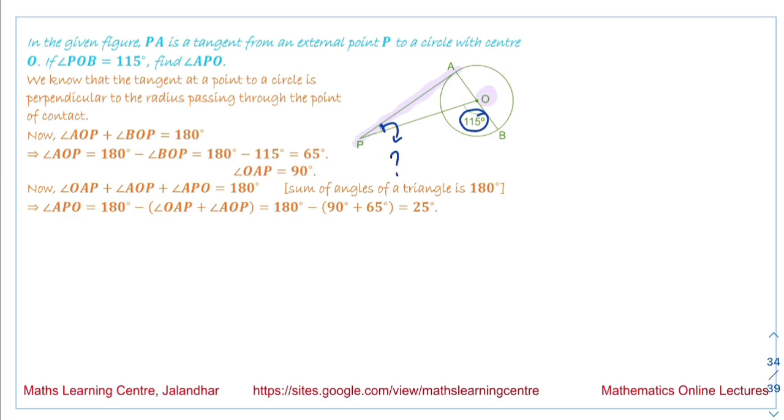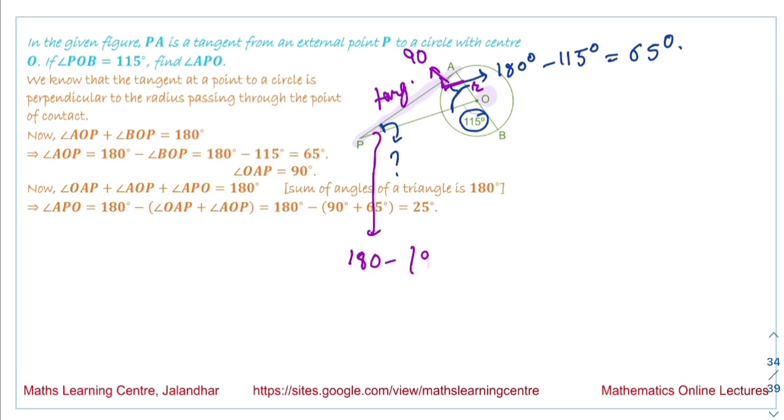Now we have AOB, which is a straight line. So this angle over here is 180 degrees minus 115 degrees, that is equal to 65 degrees. OA is the radius, AP is the tangent, so the angle at A measures 90 degrees. So the angle at P will be 180 minus (90 plus 65). The sum of the angles of a triangle is 180, and the value comes out to be 25 degrees. So the angle at P measures 25 degrees.